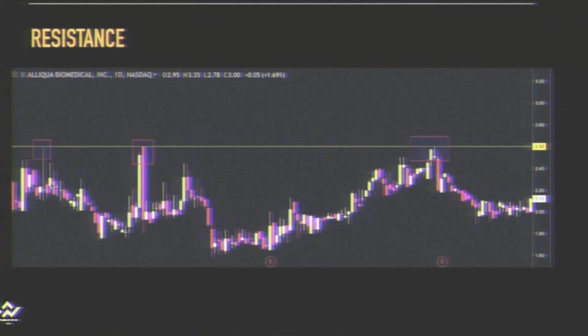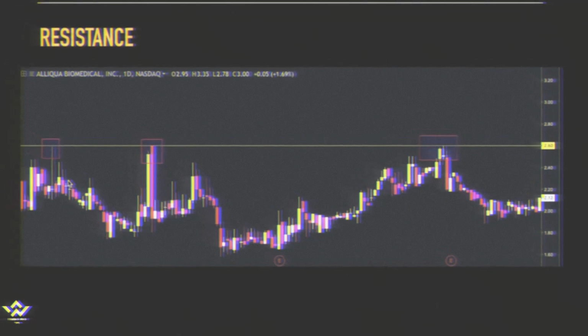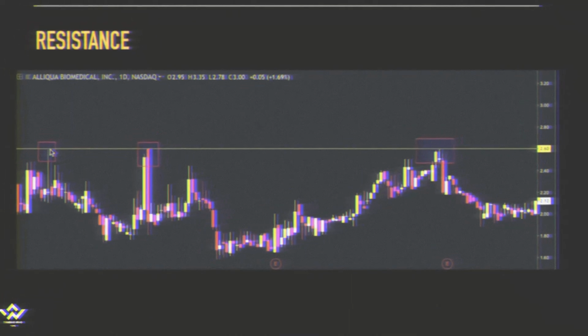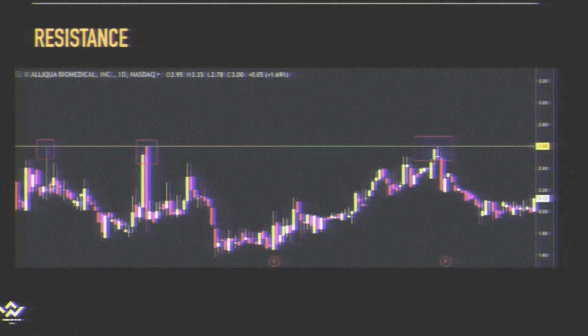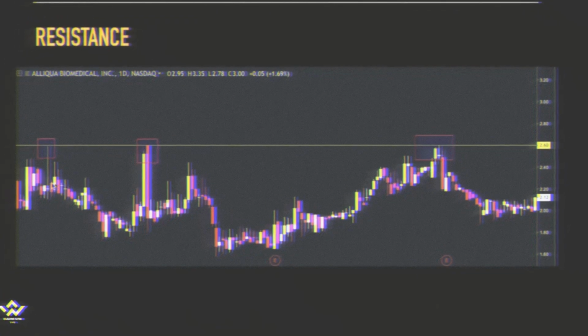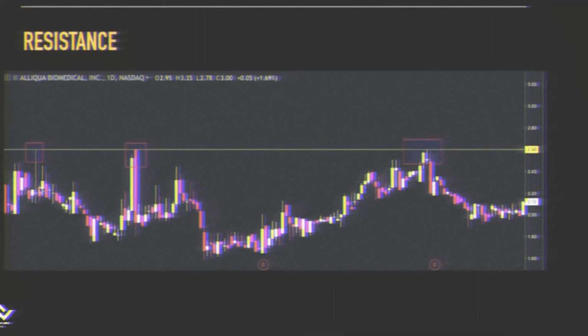Notice on the far left box, we don't get a picture-perfect swing high. We get a single candle that reaches near 260, but then gets sold off. Even though it's not a swing high, it's still a valid confirmation that $2.60 is a resistance level.